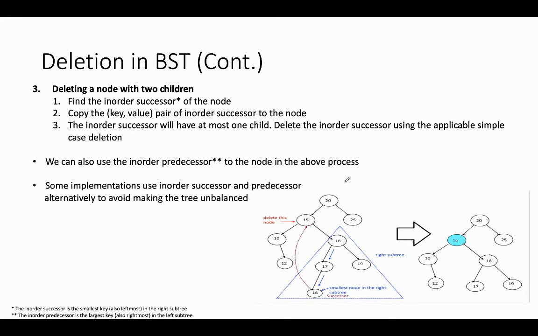So this is a tree which is rooted at key 20, and this is the left subtree, this is the right subtree, and we want to delete the node 15. So what is the first step? First step is to find the in-order successor of the node. In-order successor is the leftmost node in the right subtree. So the right subtree of 15 is this triangle, and within this triangle the leftmost node is 16.